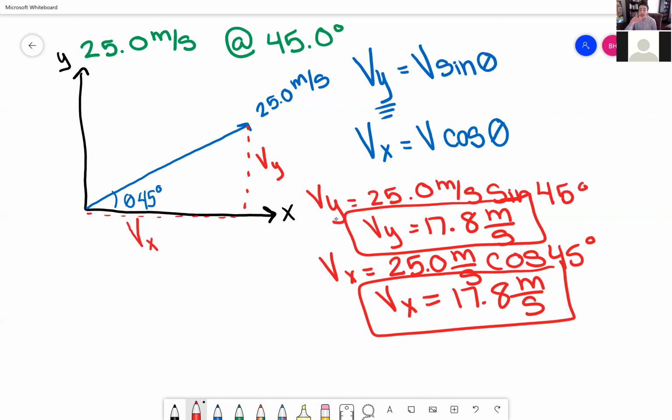Now, why does this become important? Well, what if we have two vectors and we want to know their overall motion, if we were to add two vectors together? Well, the only way that we could add two vectors together is to separate them into their X and Y components. So break them apart, deconstruct them, and then add together those individual X and Y components. So let's go ahead and do that.